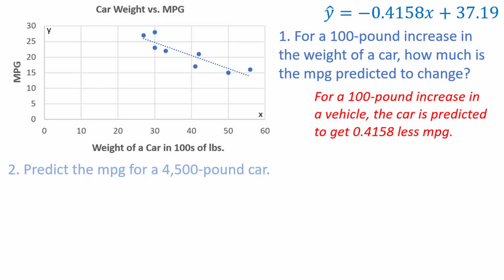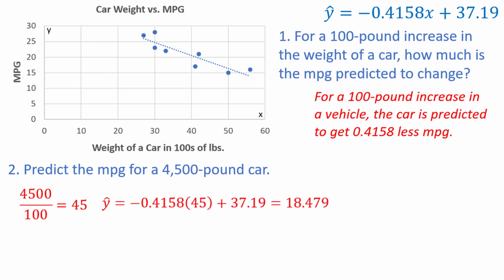Let's find the predicted miles per gallon of a car that weighs 4,500 pounds. Since the x values are already in hundreds, we have to divide 4,500 by 100 to find the value to plug into the equation. 4,500 divided by 100 is 45, so we must plug in 45.